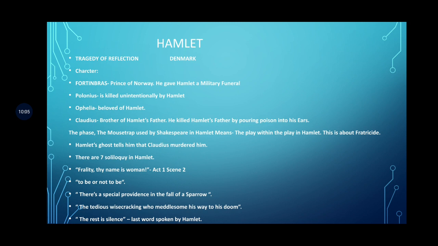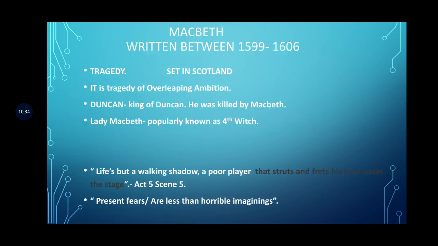Frailty, thy name is woman. This is again a very important quotation which is there in Act 1, Scene 2. To be or not to be. There's special providence in the fall of a sparrow. The tedious wisecracking who meddlesome his way to his doom. The rest is silence. These words are the last words spoken by Hamlet.